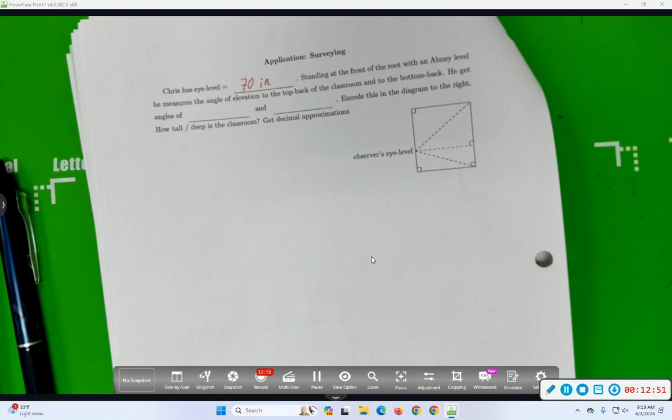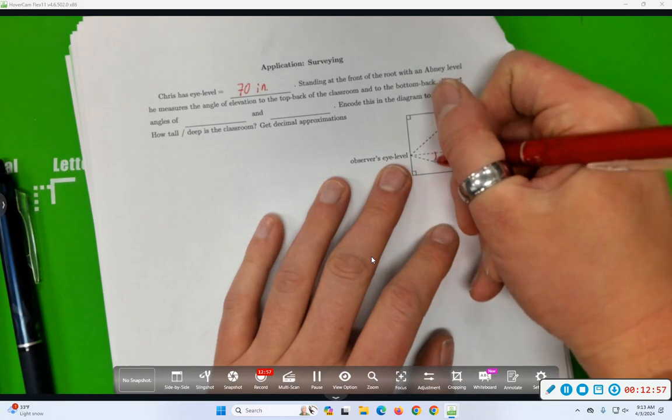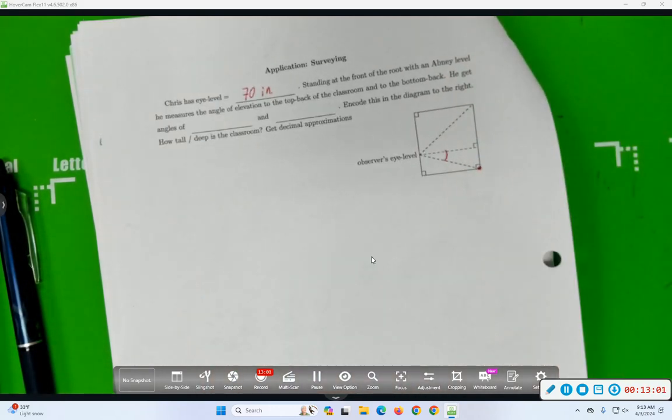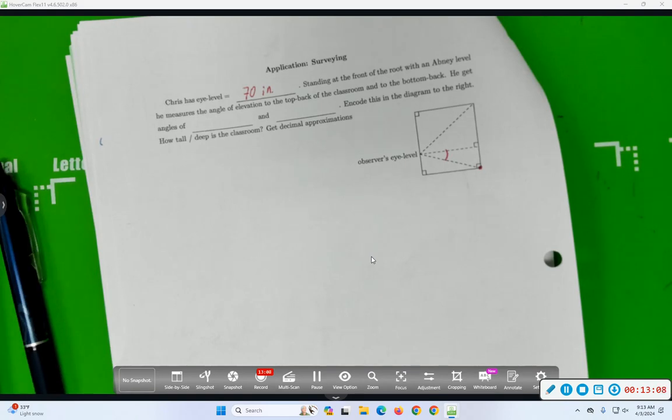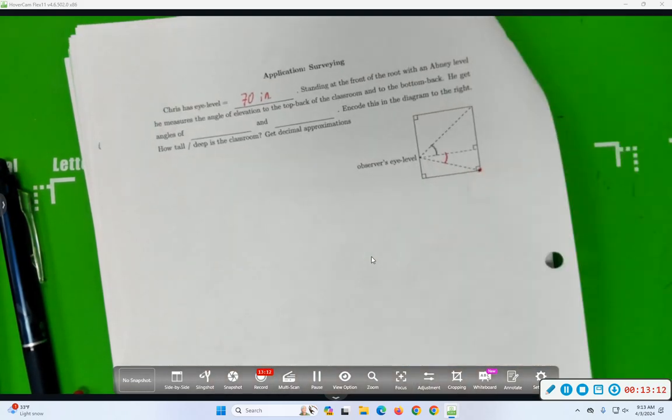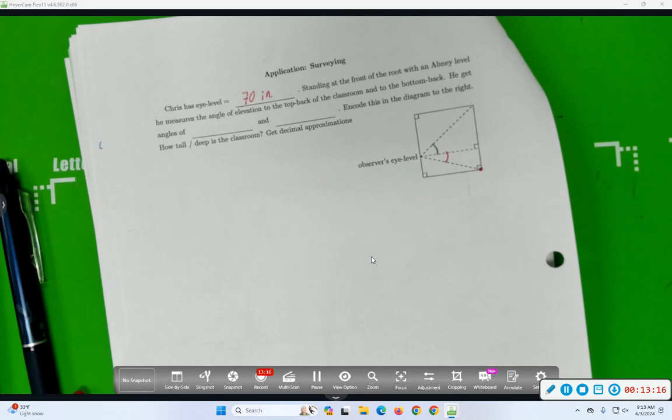I'm going to stand at the front of the classroom with that Abney level, and I'm going to measure 2 angles. I am going to look down from the front of the classroom to that bottom corner of the classroom. I'm going to figure out what angle that is. I am then going to look up to the back top corner of the classroom from the same standing location. And I'll read off what angles those are.